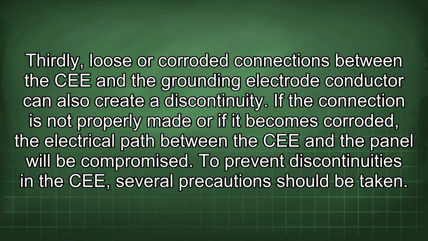Thirdly, corroded connections between the CEE and the grounding electrode conductor can also create a discontinuity. If the connection is not properly made or if it becomes corroded, the electrical path between the CEE and the panel will be compromised. To prevent discontinuities in the CEE, several precautions should be taken.